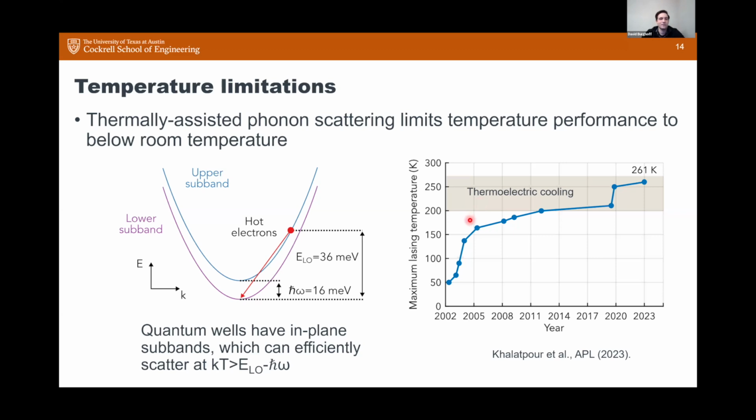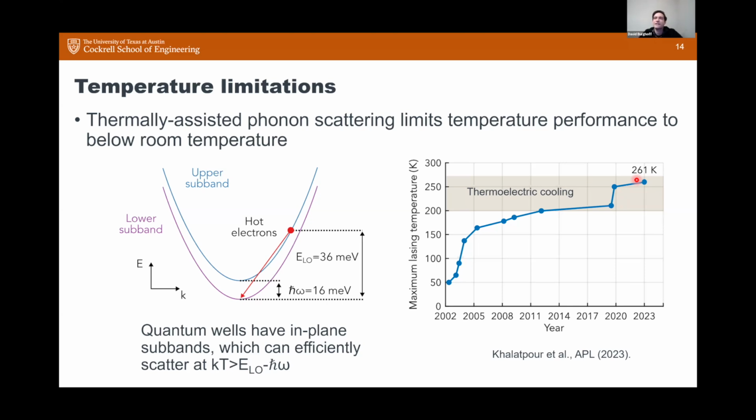So below 200 Kelvin, you basically need cryogenics for the most part, but between 200 and 273, you can use TECs, which are not so bad. Especially in the last couple of years with these 250, 261 K results, the temperature performance has gotten quite a bit better. So there is hope for room temperature operation, but it's still very challenging. Also, this is specifically at 4 terahertz. I didn't show this plot, but if you try to go off center from 4 terahertz, your temperature performance is also going to fall. So 4 terahertz turns out to be about the sweet spot for terahertz quantum cascade lasers.